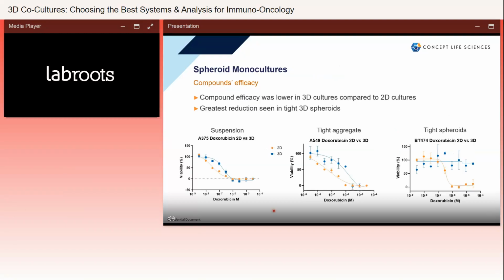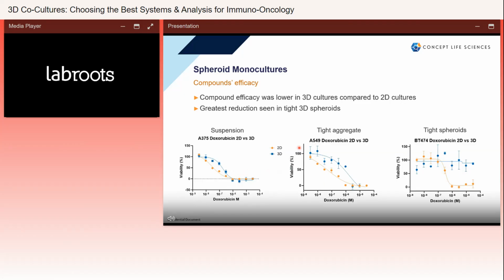So looking at some data associated with this, looking at the very basic single cell type spheroid structures, as I said earlier, different cells respond differently. So A375, A549, and BT474, all in 2D, show a dose response curve in viability to something like doxorubicin. A375, as I said earlier, kind of forms a suspension, they do keep growing, and we see a small shift in EC50, but it's just a shift to the right, so it requires a bit more of the compound, but it is a gradual change.